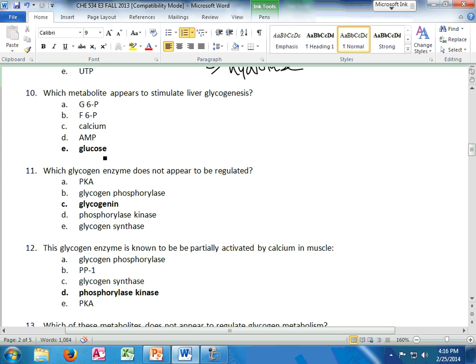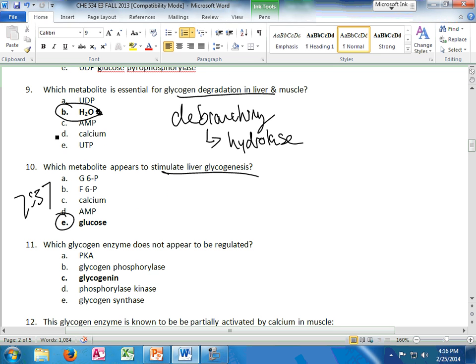Let's see, it appears to stimulate liver glycogenesis, so the synthesis. If you have glucose, you're going to either use it or store it. So look on slide 37 for that part of the regulation. I forgot again, debranching enzyme. It's on slide 18.